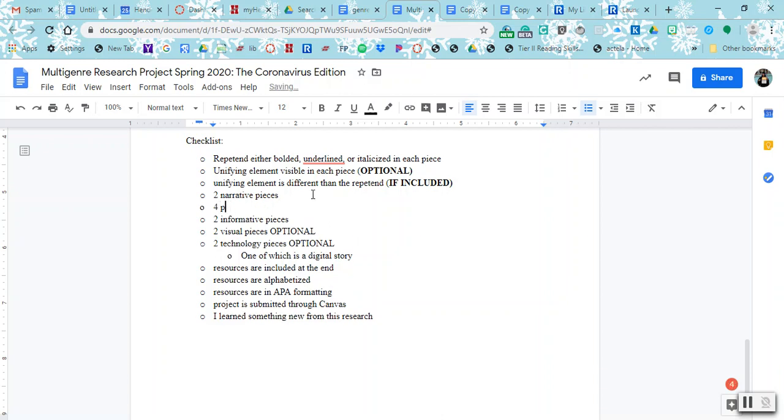For poems. Resources are included at the end. If you did actual research, I still want sources. Those resources have to be alphabetized. They have to be in APA formatting. You're going to submit this through Canvas. And then the goal is that you're learning something new from this research. Again, if you can actually do research, then we can do that. Otherwise, we're just going to have to make it work.